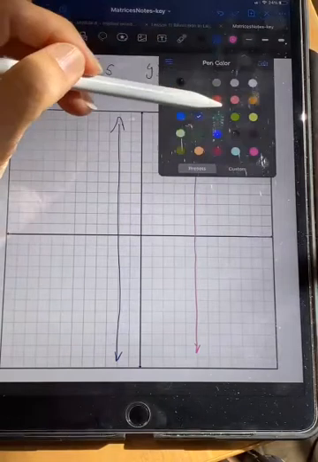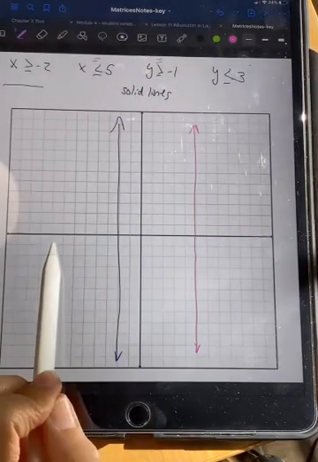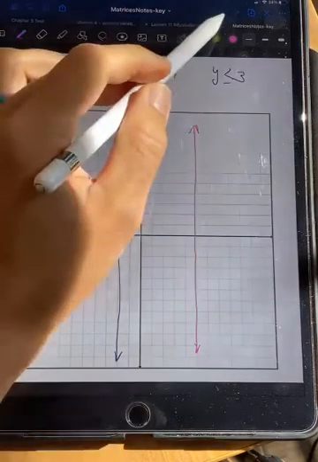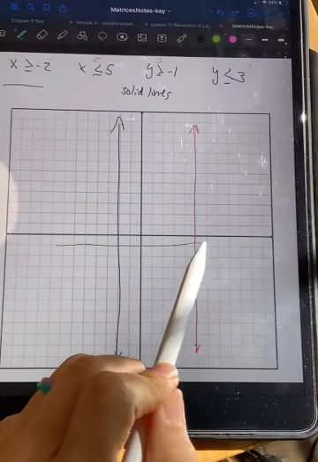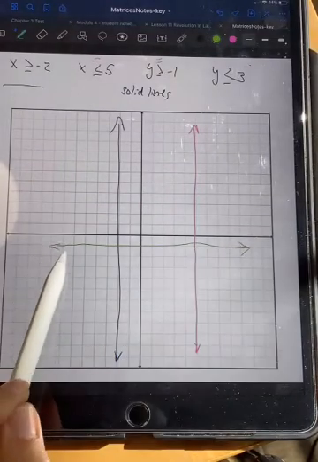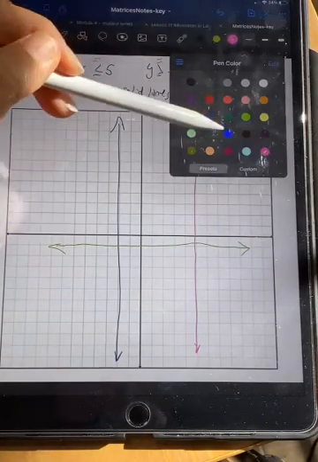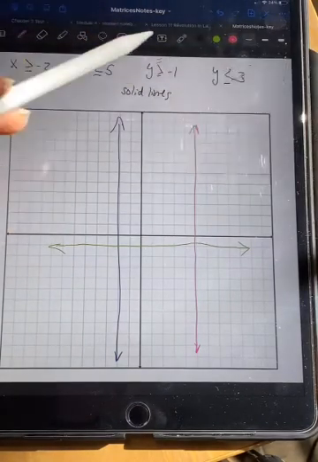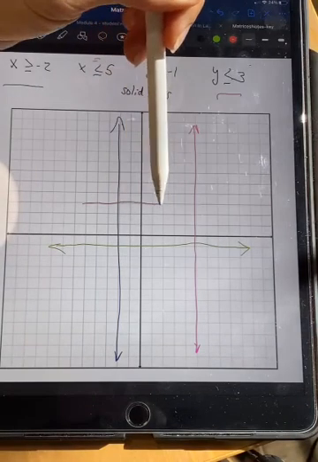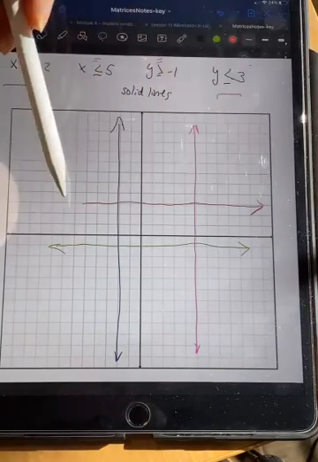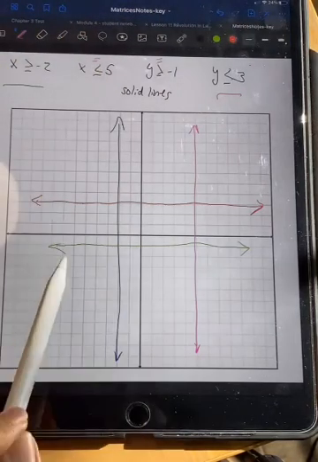Now I have, let's pick some greens. I've got y is equal to -1. So if y is equal to -1, I've got all values of x for y is -1. And then we're going to have, see this orange, y is equal to 3. So for all values of x, I've got y is equal to 3. So I should have formed these 4 lines, 2 vertical lines, 2 horizontal lines.